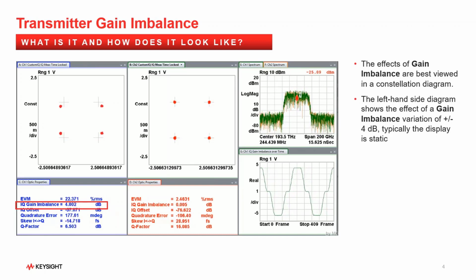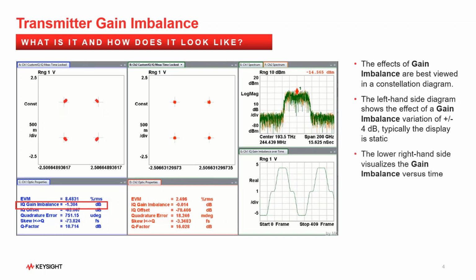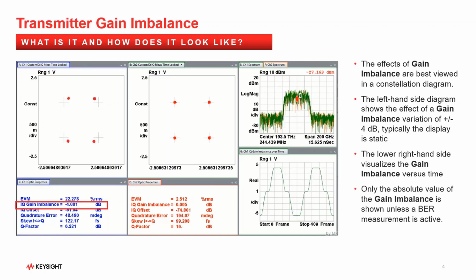The optical modulation analyzer can be set up to measure the gain imbalances in the optics properties window, which can be found below the constellation diagrams. The lower right-hand side visualizes the gain imbalance over time. A small note that only the absolute value of the gain imbalance is displayed unless a BER measurement is active and the OMA software is able to sync to a PRBS.